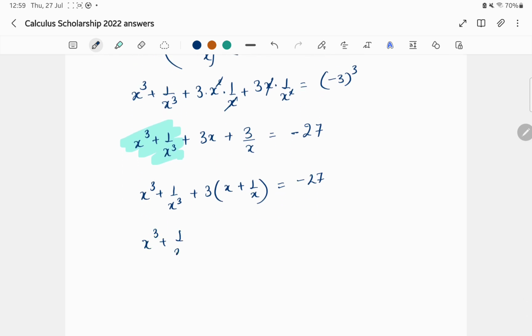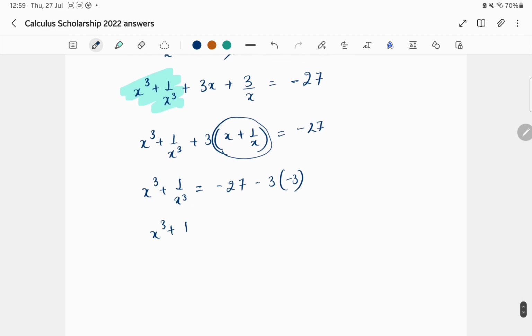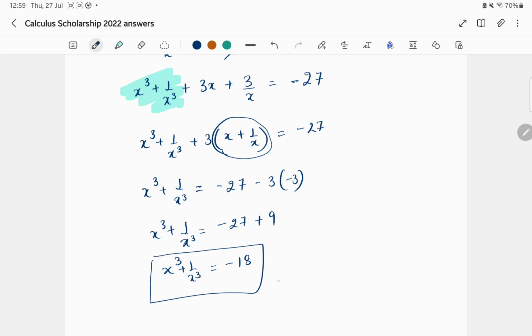So x cube plus 1 over x cube is equal to minus 27 minus 3, and this value is minus 3 as well, times minus 3. So we have x cubed plus 1 over x cubed is equal to minus 27 plus 9. And minus 27 plus 9 is equal to minus 18. 1 over x cubed, that is what they were asking. That is our answer. Cool.